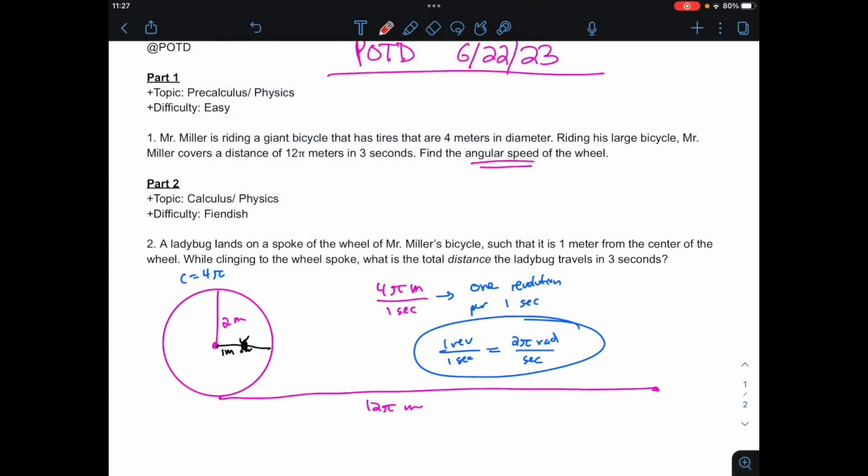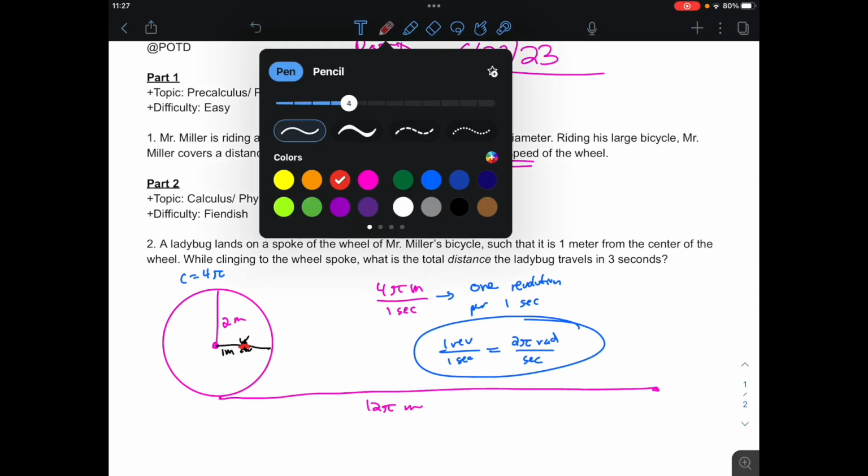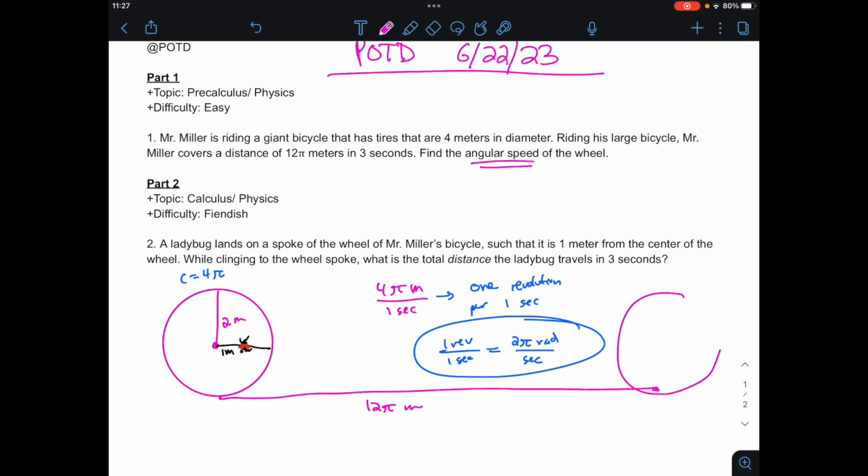Tough looking bug. Let's add some color to that thing. There we go. So the ladybug lands on the spoke and it's going to follow some sort of motion, and then my wheel is going to end 12 pi meters later, somewhere around here. And because I've completed 3 full revolutions, and because this is 3 seconds, the ladybug's going to return to the position that it's in. We'll draw this, and we'll draw the little wings. So the question is, what's the distance the ladybug covered?